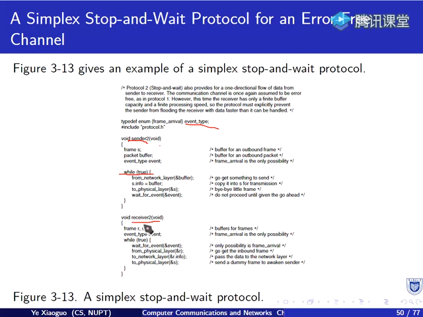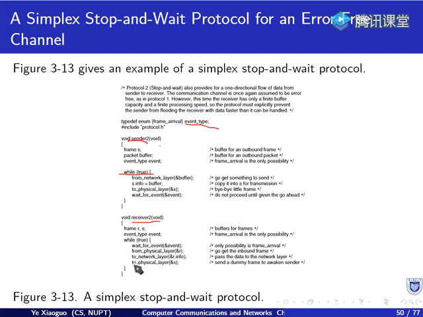Then what does the receiver do? The receiver waits for a frame to arrive. If a frame arrives, then the data link layer will get the frame from the physical layer, process the frame, deliver it to the network layer, and reply with an acknowledgement to the sender.